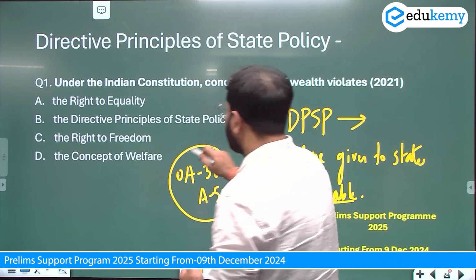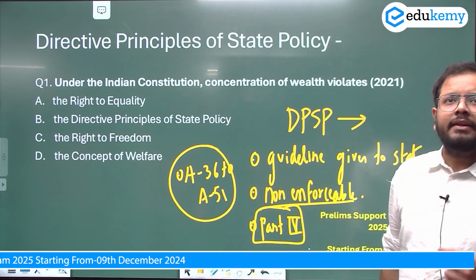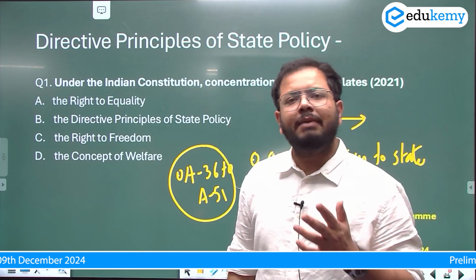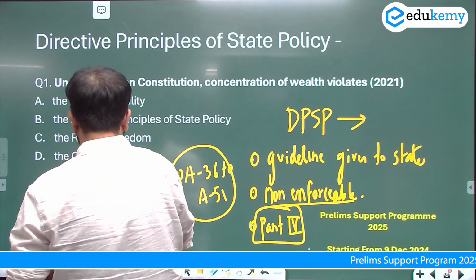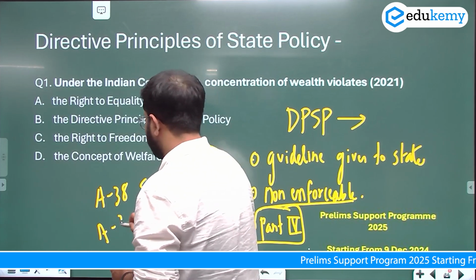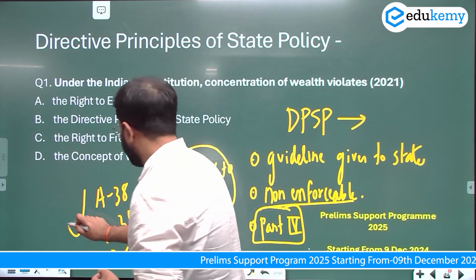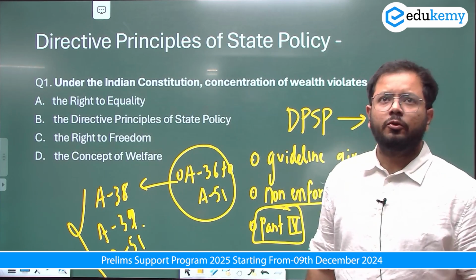Now, when we solve questions, we will see that within Articles 36 to 51 there are some articles which are UPSC's favorites, which UPSC asks again and again. Some of its favorite articles relate to Article 38, Article 39, Article 51, and sometimes Article 50 also.